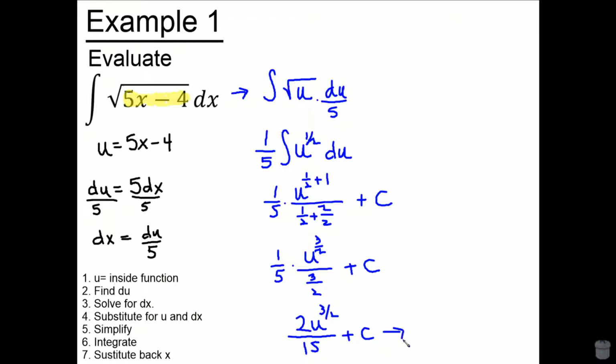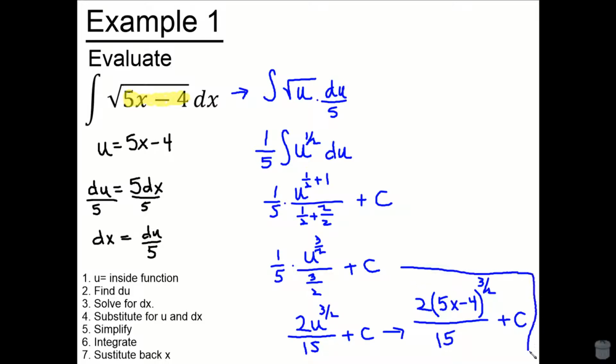So ultimately this is going to become 2 times 5x minus 4 to the power of 3 over 2 all over 15 plus our constant. And this is the final answer for example 1.